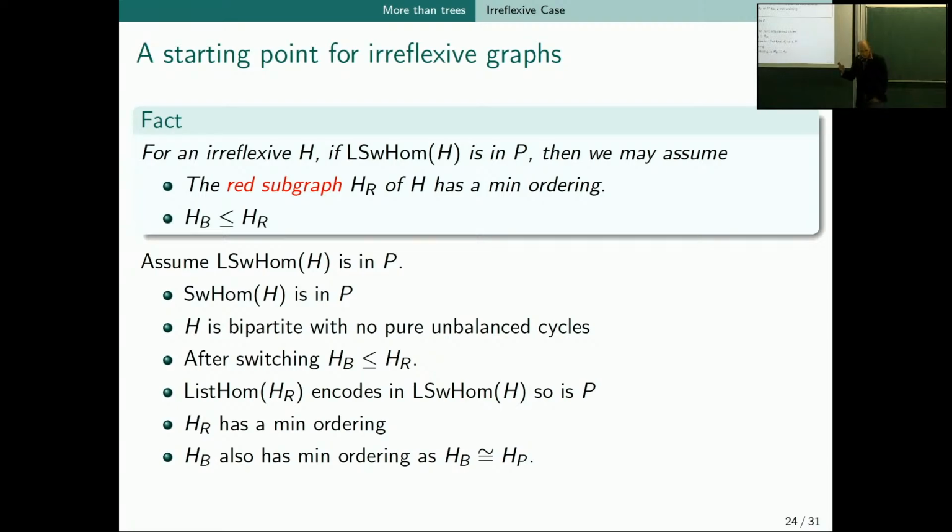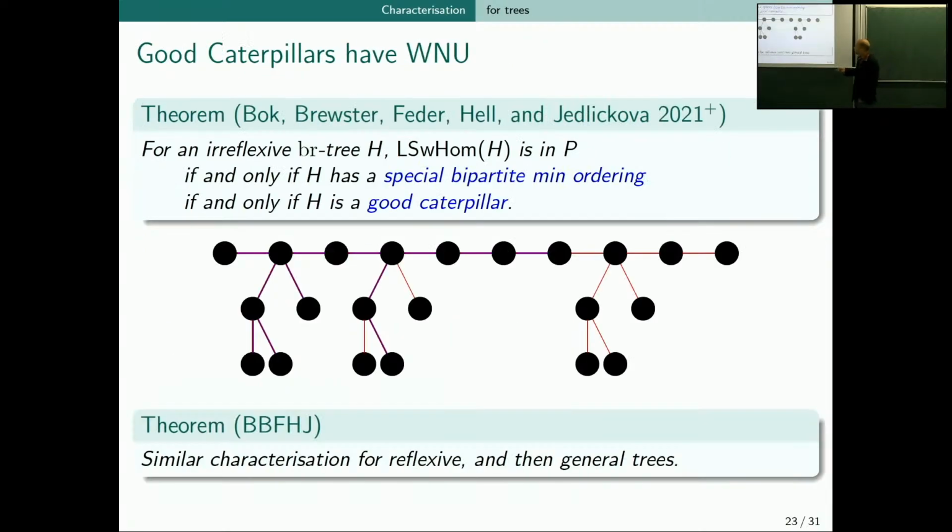Right? And so at first we thought, well, let's just remove blue edges that don't break the min ordering. Seems a good way to start. But actually their result said, well, that's not enough. Right? So when we see their result, we say, okay, a bit stronger. Let's look just at special bipartite min orderings.